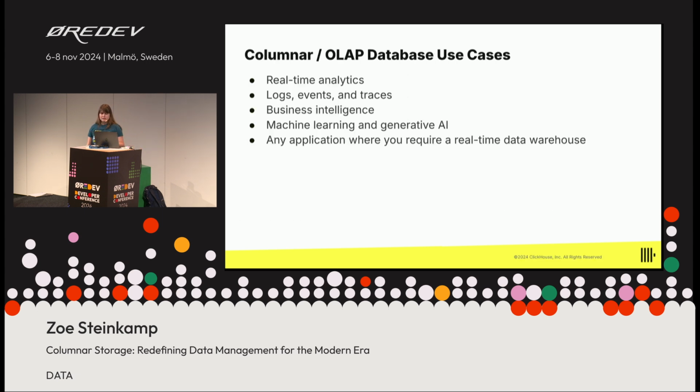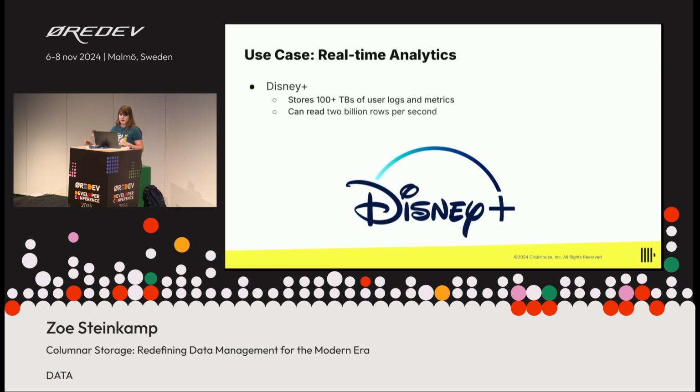So let's get into some use cases with some real customers, I guess you could say. These tend to do things like real-time analytics, logs, events, and traces, business intelligence, machine learning and generative AI, and really any application where you require what we call a real-time data warehouse, which is really just a data warehouse that you store a lot of data in that you need to be able to get back out quickly. There's plenty of data warehouses that are slow time, I guess you could call them.